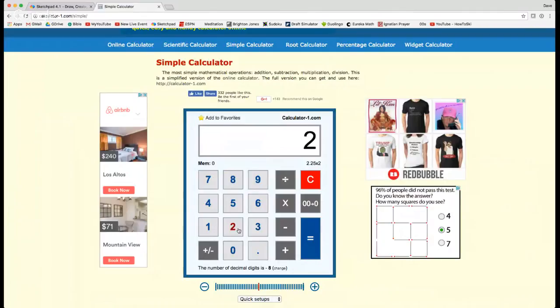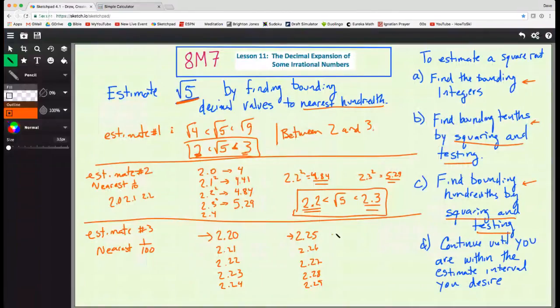2.25 times 2.25 equals 5.0625. Now we're too big here. So we're going to try this one. Let's try 2.24.